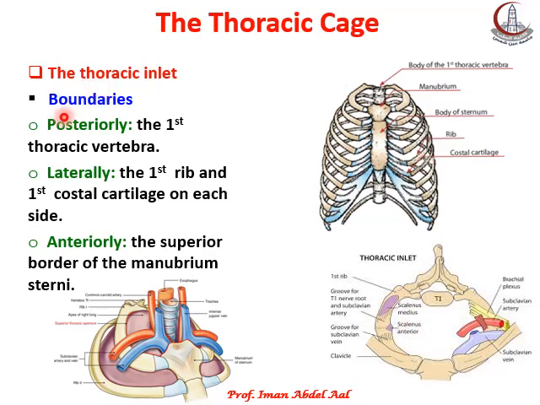So, the boundaries of the thoracic inlet. Posteriorly, it is formed by T1, the first thoracic vertebra. Anteriorly, it is formed by the superior border of the manubrium sterni. On the sides, laterally, it's formed by the first rib and its costal cartilage. These are the boundaries of the thoracic inlet.